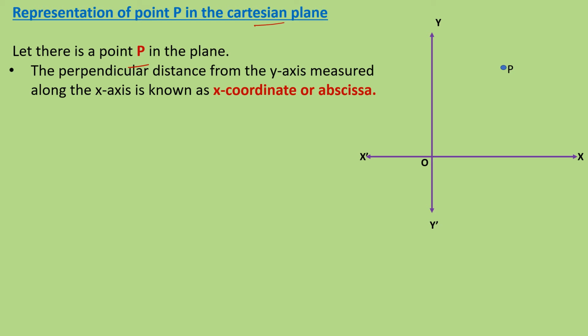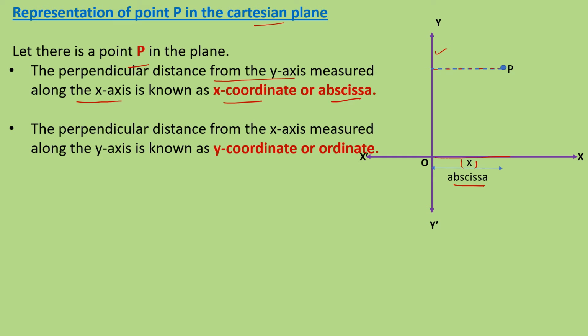Now, the perpendicular distance from the y-axis, measured along the x-axis. Now we will see the distance of this point from the y-axis, measured along the x-axis. This is the direction of the x-axis, so in this direction we will find the perpendicular distance from the y-axis. This is known as the x-coordinate or abscissa. So this distance is known as the x-coordinate, written as x, and it is also known as abscissa.